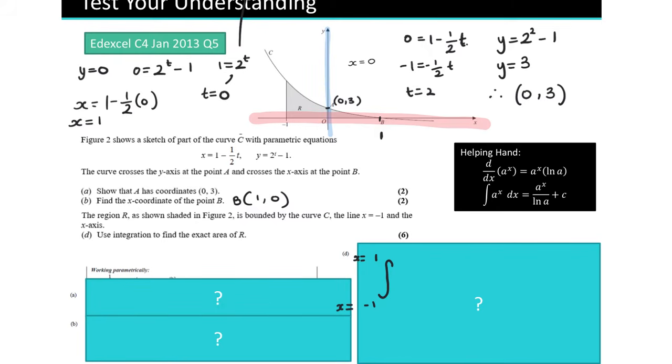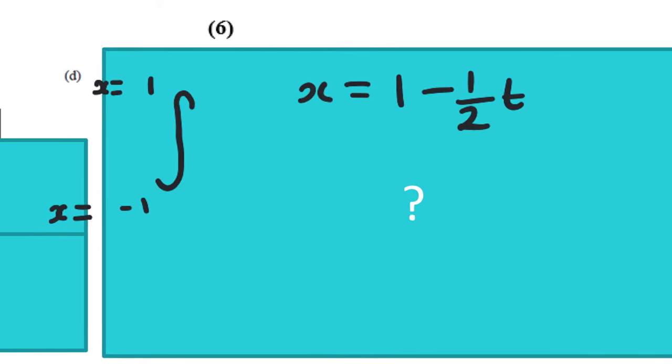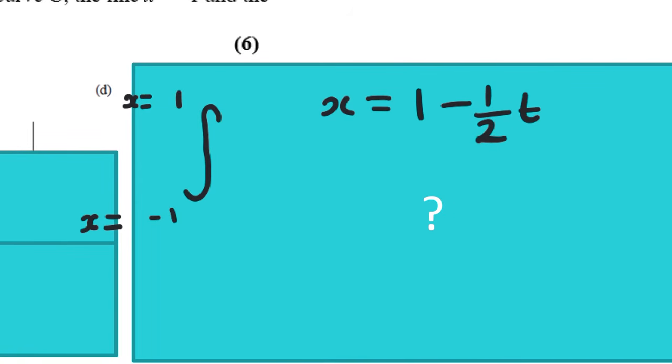However, our 1 and -1 is what x equals currently, isn't it? So we need to change our limits to find what t equals. Okay, so step 1, we're going to change limits. So x equals 1 minus a half t. Okay, so what does that mean? It means x minus 1 multiplied by -2 equals t. I've just rearranged this equation.